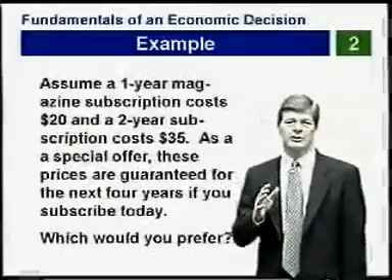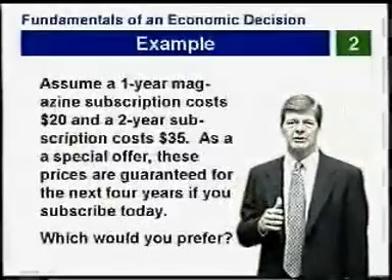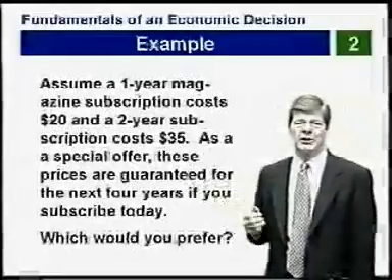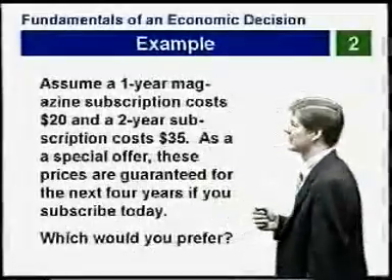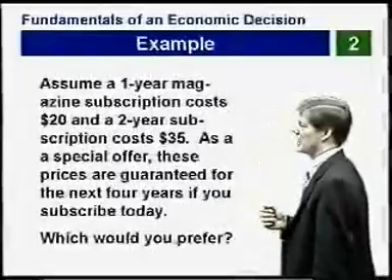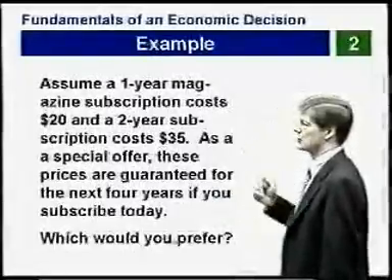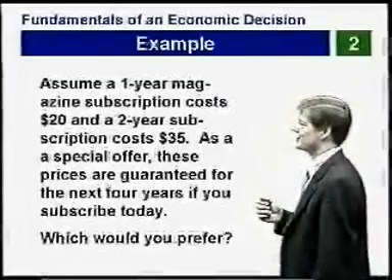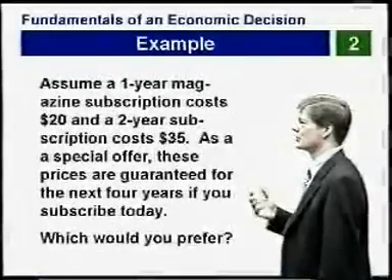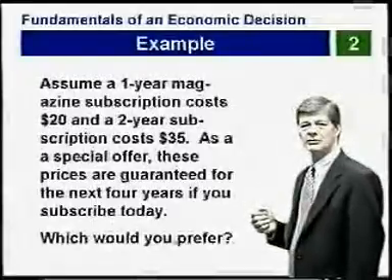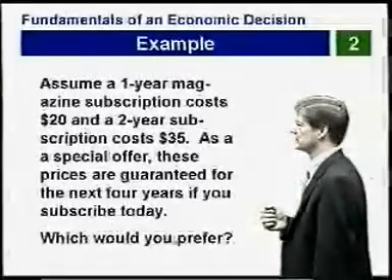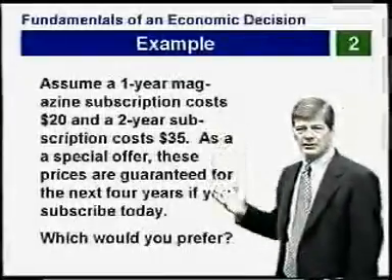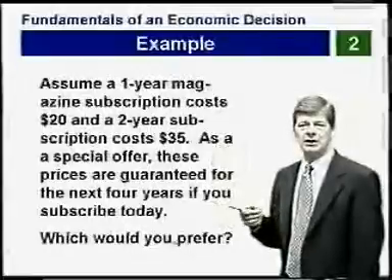Let's start first with a very simple numerical example to illustrate the fundamentals of making an economic decision. Let's assume we have the following situation. Let's assume that you could subscribe to a magazine and that a one-year subscription costs $20 and a two-year subscription costs $35. And as a special offer, these prices are guaranteed for the next 4 years. Which would you prefer?